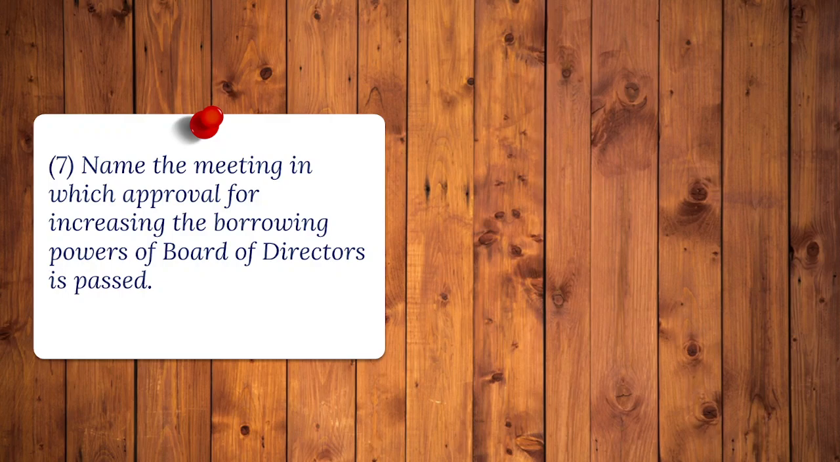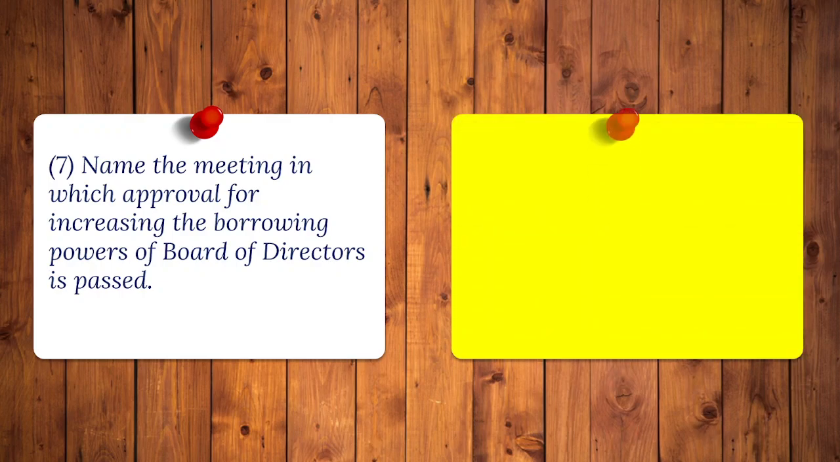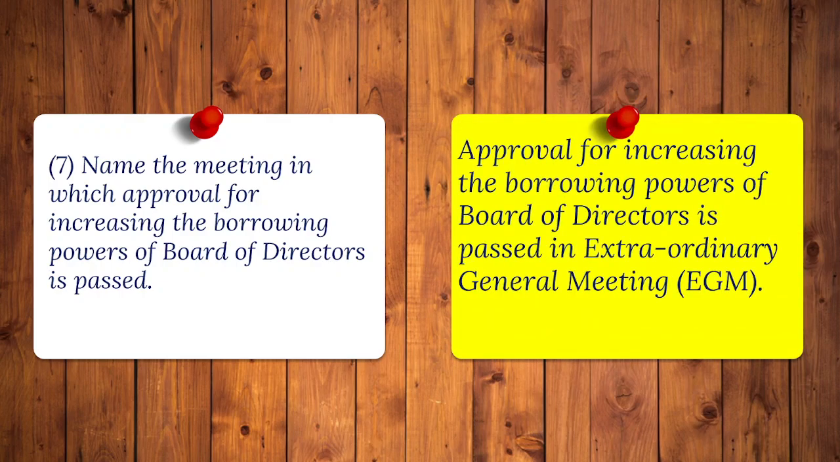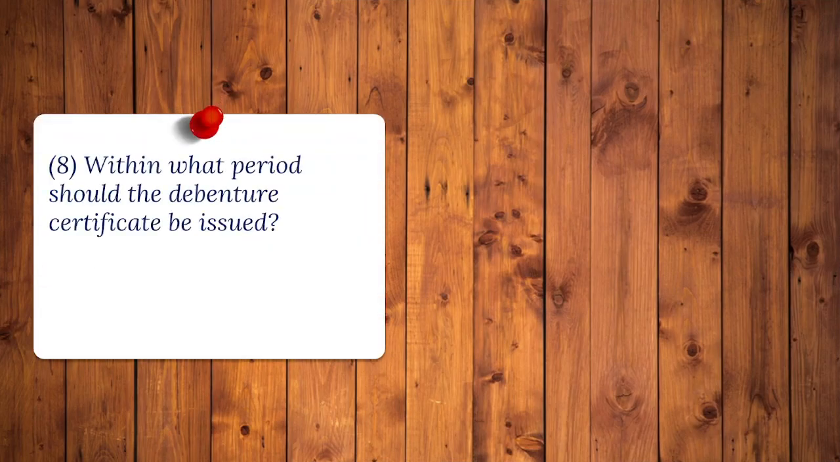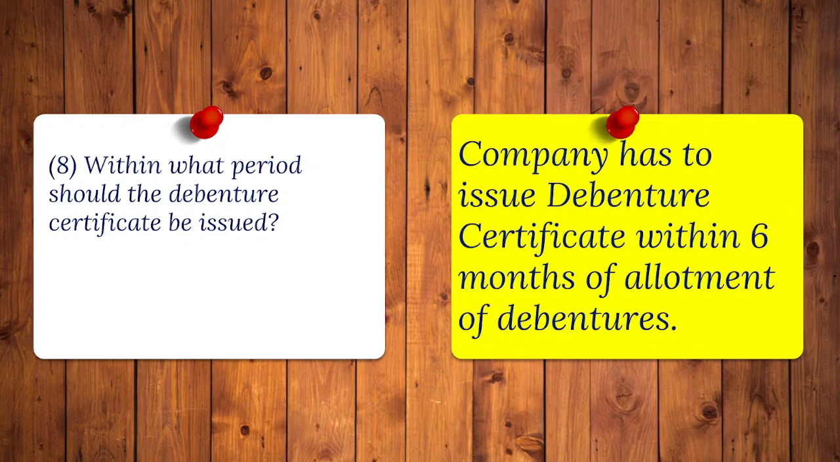7. Name the meeting in which approval for increasing the borrowing powers of Board of Directors is passed. Answer. Approval for increasing the borrowing powers of Board of Directors is passed in Extraordinary General Meeting, that is EGM. 8. Within what period should the debenture certificate be issued? Answer. Company has to issue debenture certificate within 6 months of allotment of debentures.